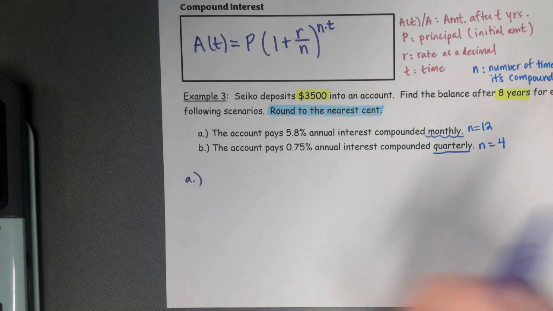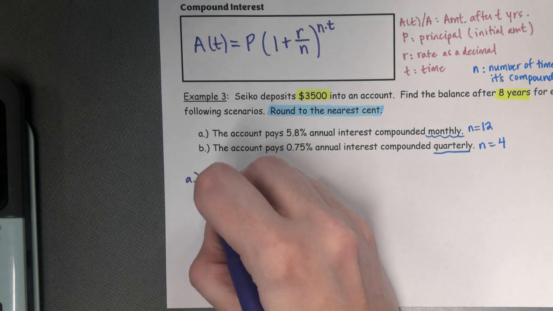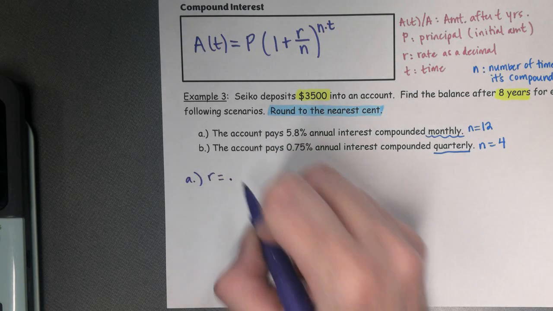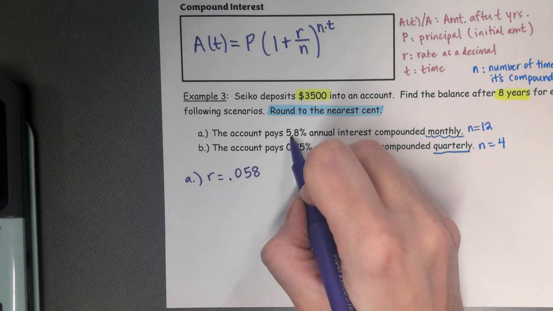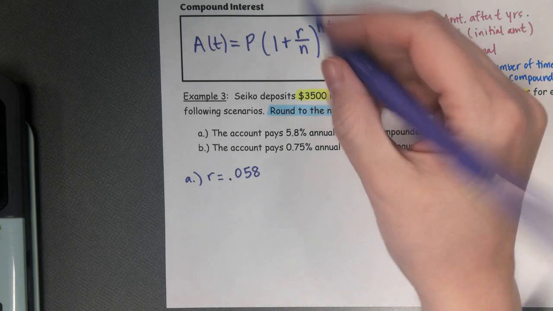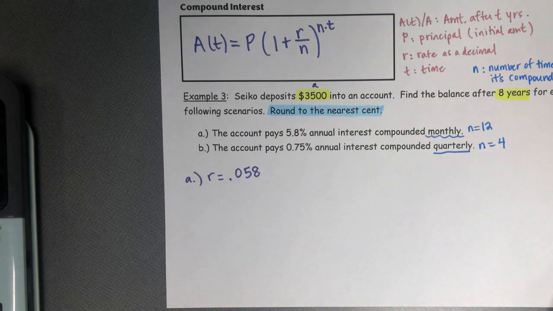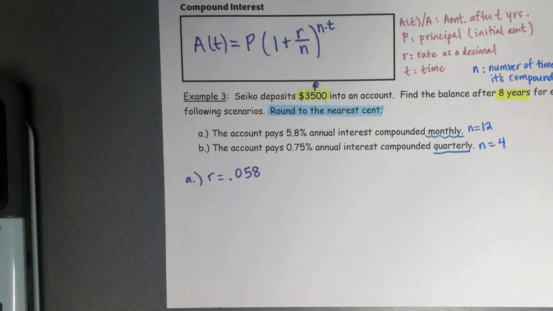we have to find the value at 5.8%, which means your rate is going to be 0.058. So you always move it 1, 2 to the left. Okay, and then your A value is the 3,500, or sorry, your P. It's the P now, the principal. And then 8 years is going to be your value for T.